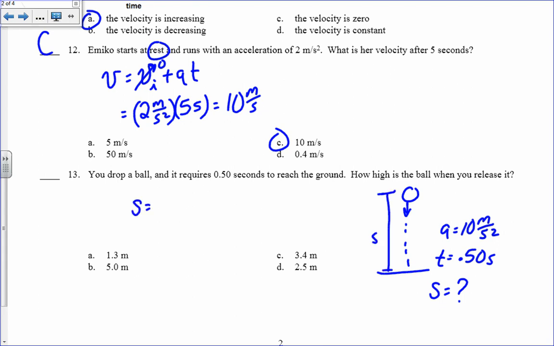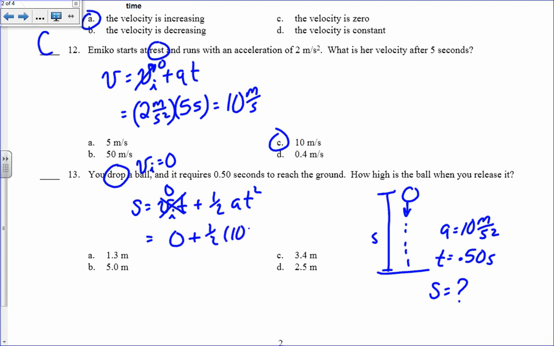All right, so I know that S is equal to V initial times T plus 1/2 the acceleration time squared. The initial speed, if you drop it, that means you're not throwing it down. So my initial speed is 0. So this whole term goes to 0. So that's 0 plus 1/2 of 10 meters per second squared times T, which is 0.5 seconds. But it's squared, so it's 10 times 1/2 squared, which is 2.5 meters. That's D. Number 13 is D.